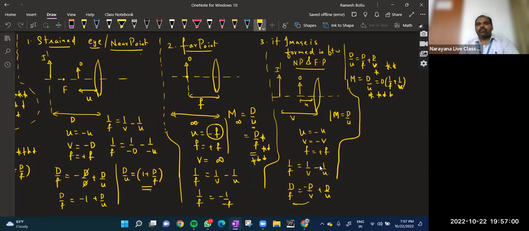I am briefly revising these three formulas. When the image is formed at infinity, what is the magnification? D by F only. Now, if the image is formed at the nearest point, how much? 1 plus D by F. That's all. Easy to remember: when the image is formed at the nearest point, the magnification is bigger, no? That's why one extra will come. When the image is formed at infinity, one will not come. So it is easy to remember these instances.